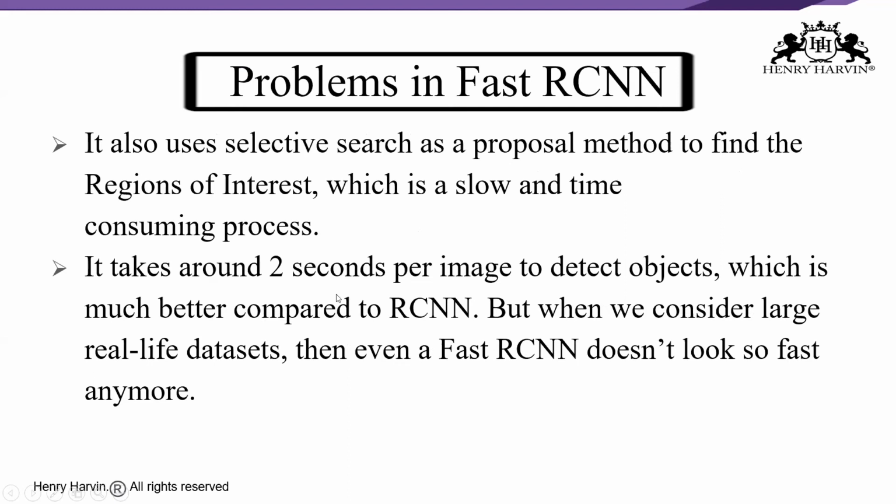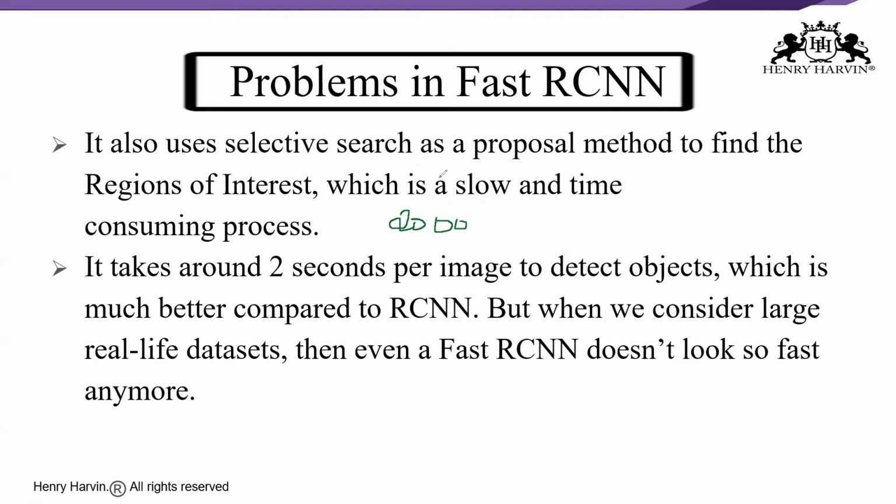Here we can see that Fast RCNN solved two issues that we encountered in RCNN. One is about the 2000 regions: we pass 1 image instead of 2000 regions per image to the ConvNet. And we use 1 model instead of 3 different models for extracting features, classification, and generating bounding boxes. So those two major issues are solved with the help of Fast RCNN.